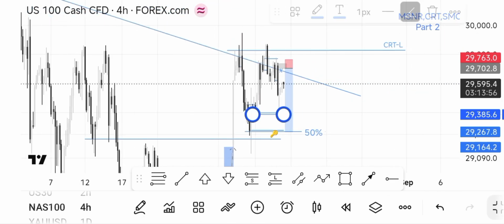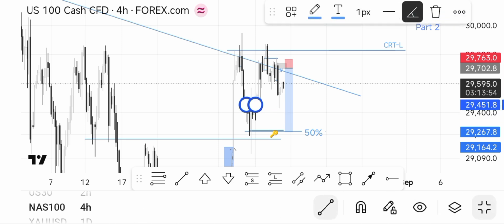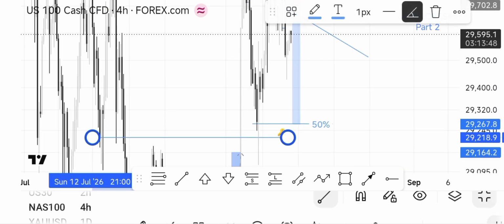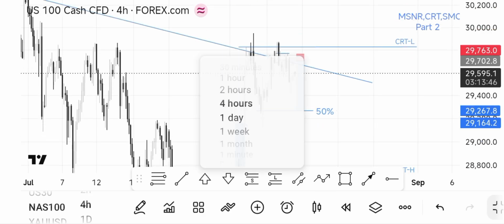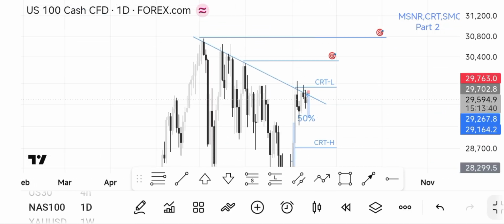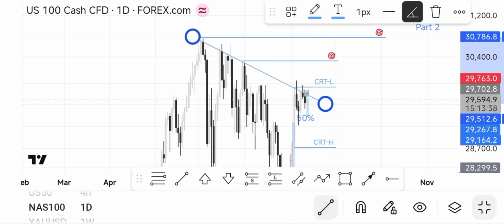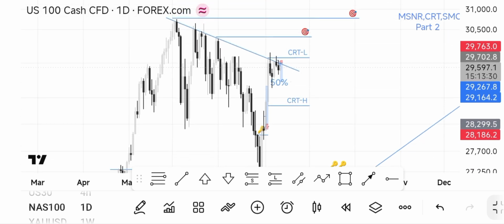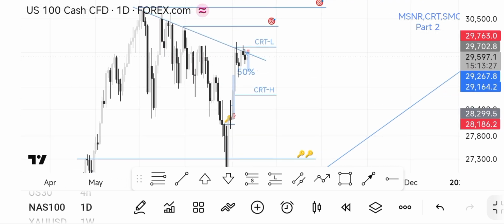Wait, let me cancel this so that my chart is not going too rough. So when I found this, I think it is the daily trend line. Are you seeing this trend line? I was like, is the market bearish again?